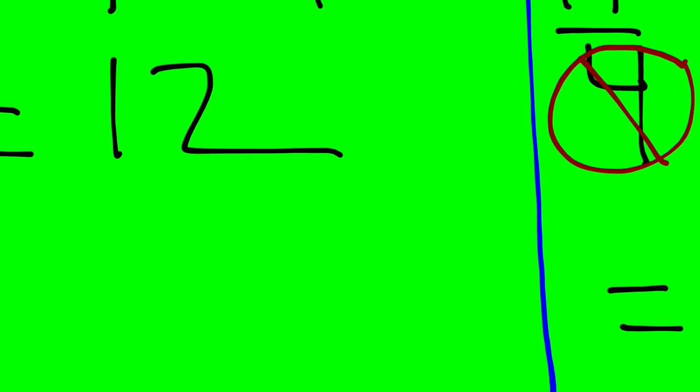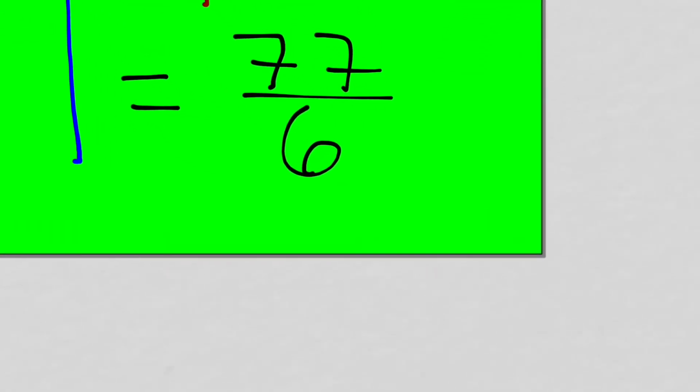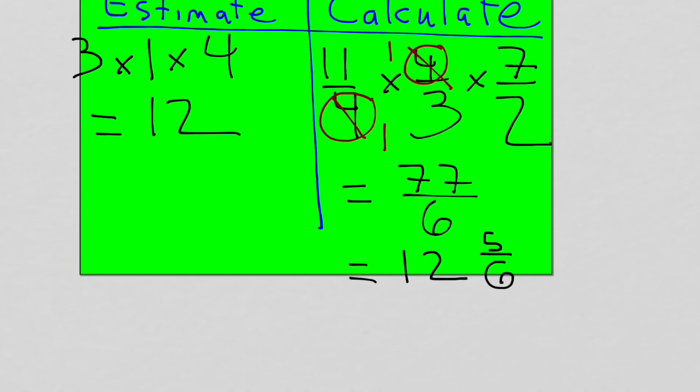Now here's where the estimate of 12 will help us. I know my answer has to be around 12, so I could do 6 into 77. I know it goes 10 times. I know 6 times 11 is 66. 6 times 12 is 72. 72 is 5 away from 77, so there's 5 left over out of 6. And doesn't that match up nicely with my estimate? So the estimate can help us divide those pesky improper fractions.